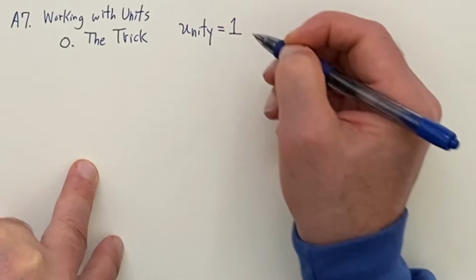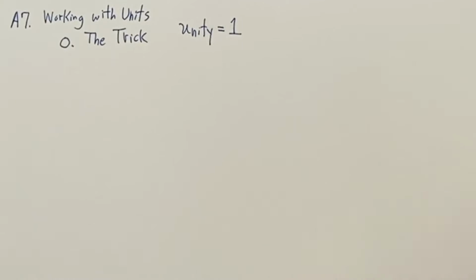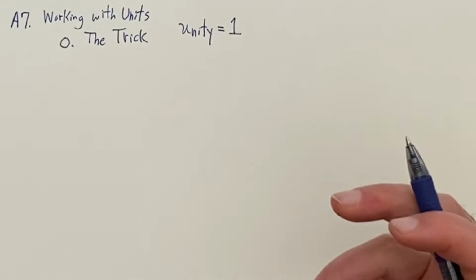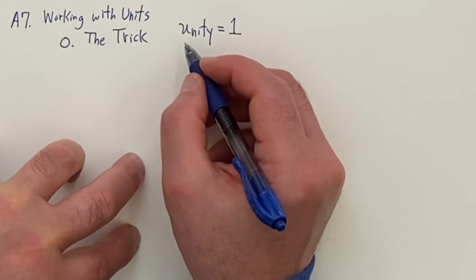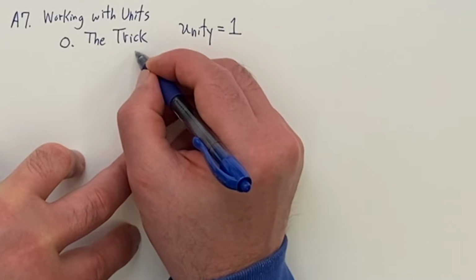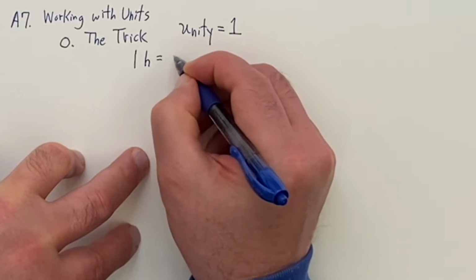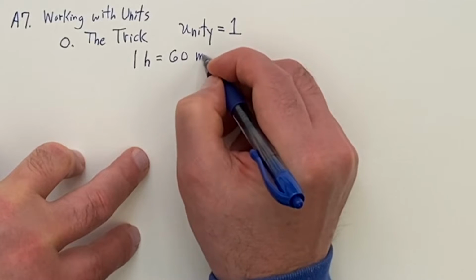Unity is 1. When you multiply anything by 1, you get the same thing back. You're not going to change the intrinsic value of that, because 1 times 5 is 5. So 1 times 6 is 6. But what you do here with this trick, you can change the units. For example, 1 hour equals 60 minutes.